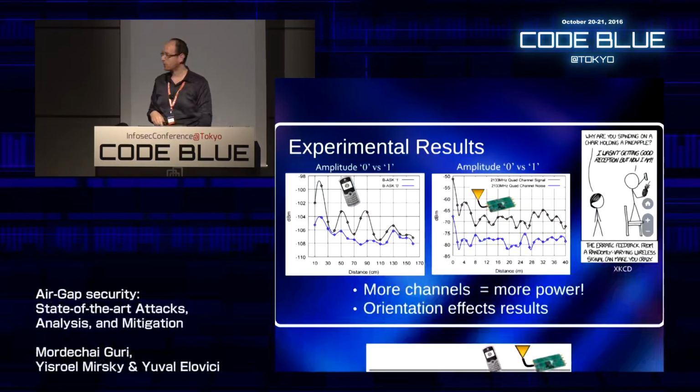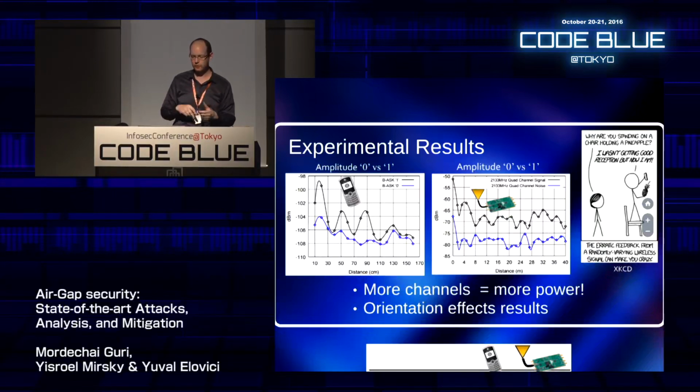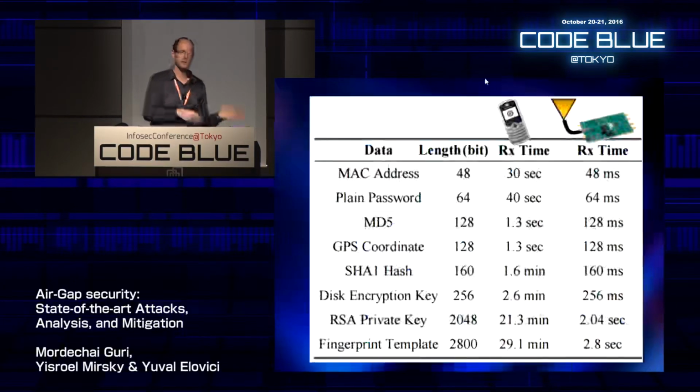In our experimental results with the old Motorola phone, we got a distance of about 170 centimeters. And with the software-defined radio device, we got up to a distance of about 40 meters. We had two general observations. One is that more channels to the memory, DDR3, DDR4, and so on, increase the distance and the power of the signal. And orientation affects the results. If the phone is on this side of the computer or that side of the computer, it will affect the quality of the signal.